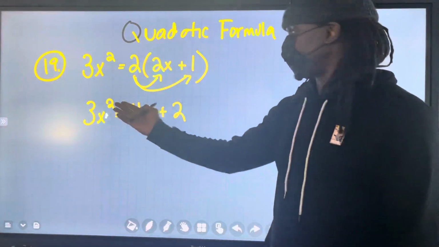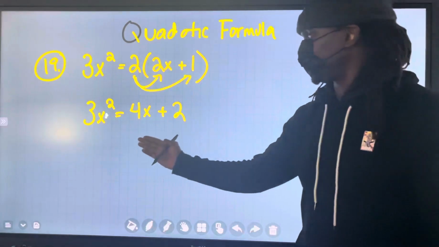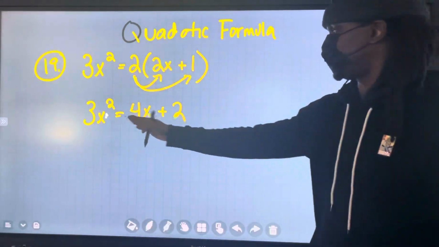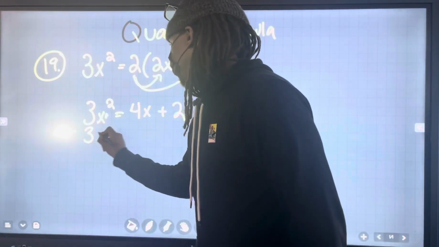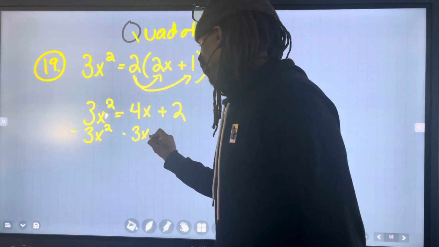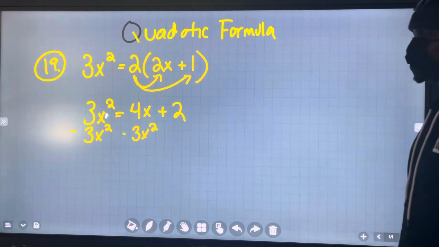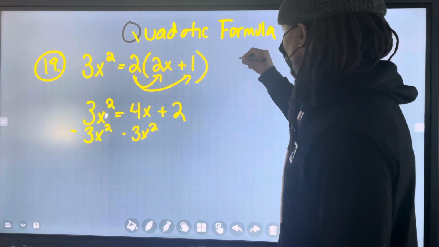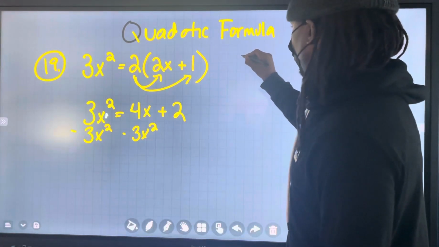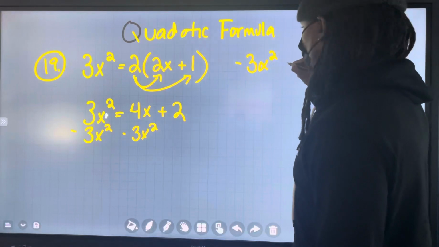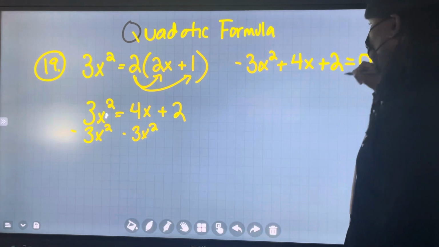So then the next thing you got to do is now bring everything to one side and set it to 0. Or you can bring everything on this side and set it to 0. It'll be easier if I bring the 3x squared over here and set it to 0. So just subtract 3x squared from both sides. With me? When you do that, you'll get your 0, which is fine. Let me rewrite it. You'll end up with negative 3x squared plus 4x plus 2 equals 0.